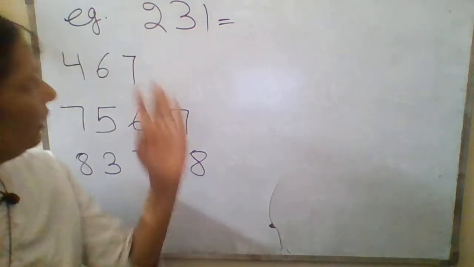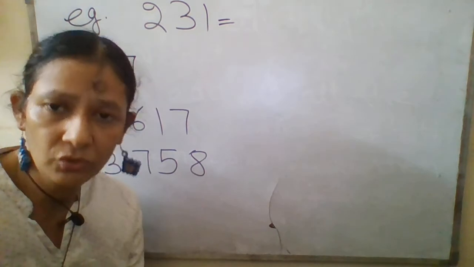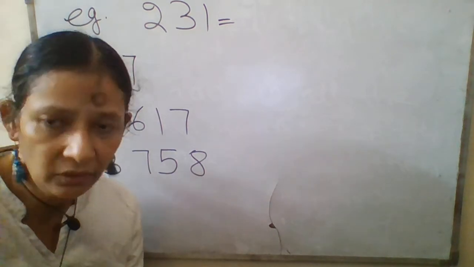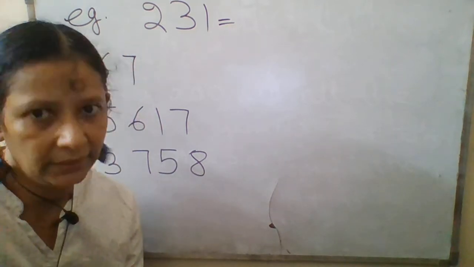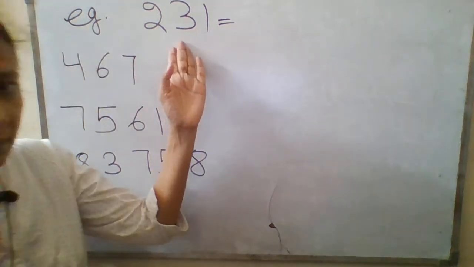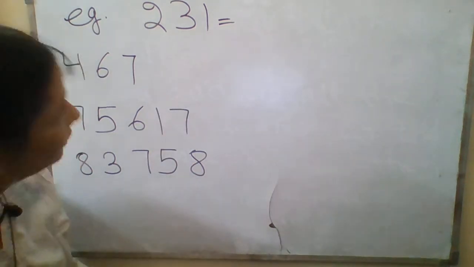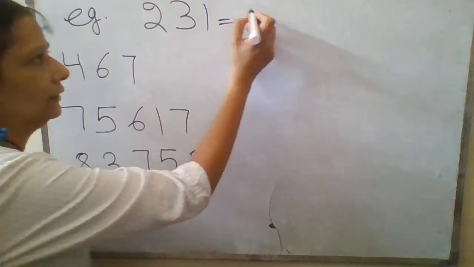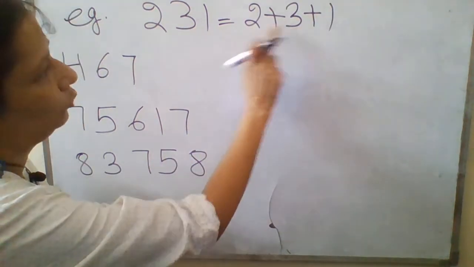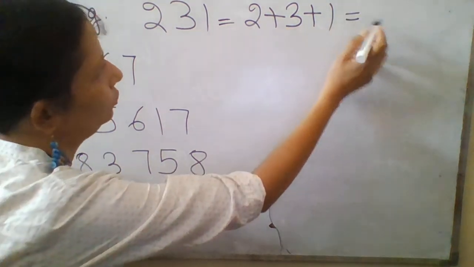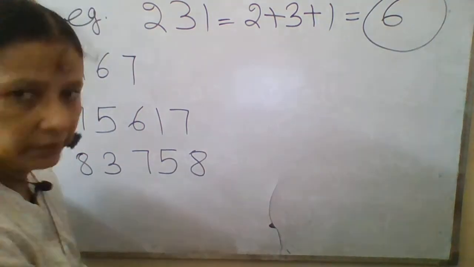Now see, I have taken these examples. I have told you, you have to keep on doing the addition of the digits to obtain the digital root until you get a single digit. Look here, this is 2, 3, 1. So how will you obtain the digital root? You will add all the digits. 2 plus 3 plus 1. 2 plus 3 is 5. 5 plus 1 is equal to 6. Now this 6 is your digital root.